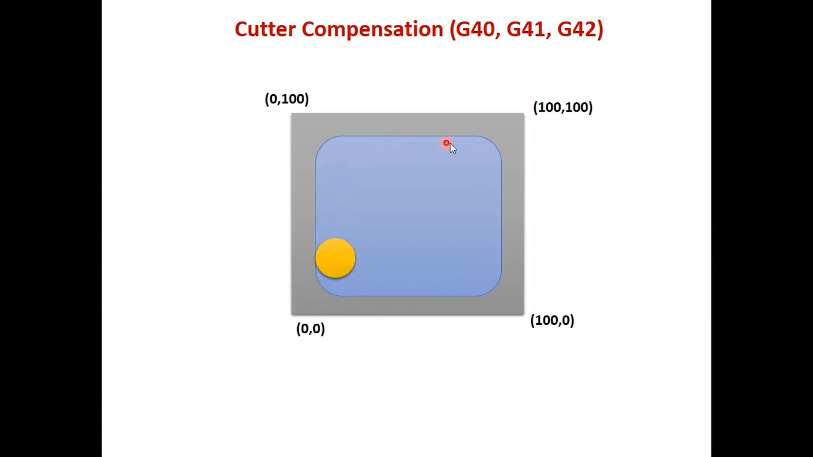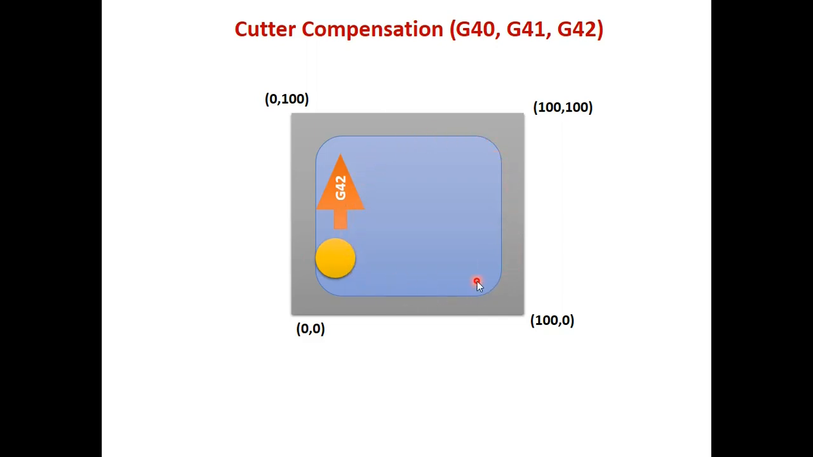I'm doing a clockwise operation. But what happens? I have to see from the back side. From the back side, if I see on the left side there is a workpiece, and on the right side is the tool. So cutting is happening at the left side. That's why, for left side, I have to use G42. In this case I am going clockwise.